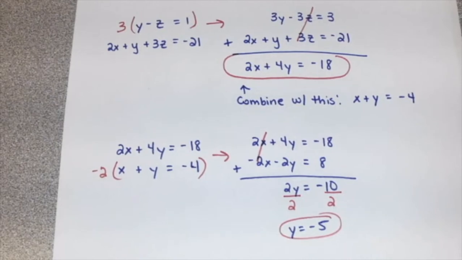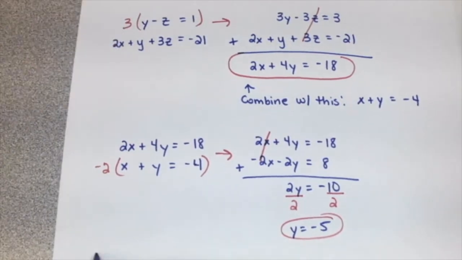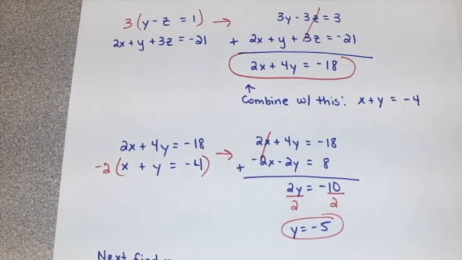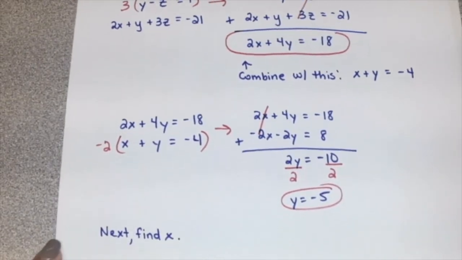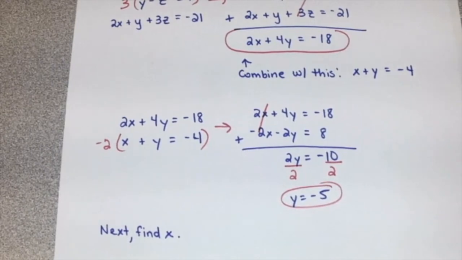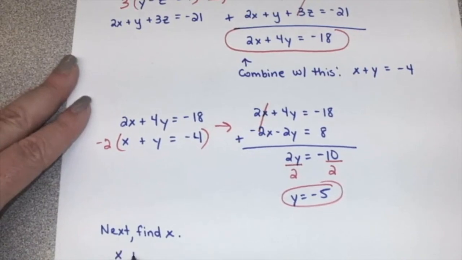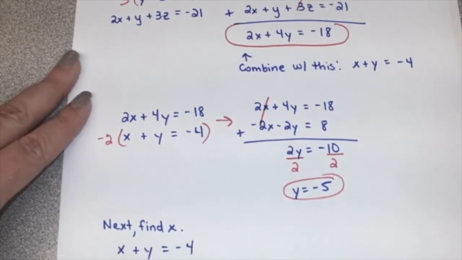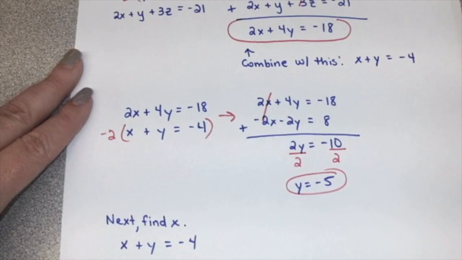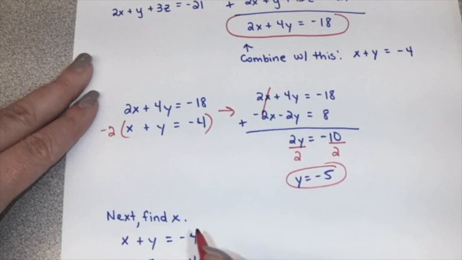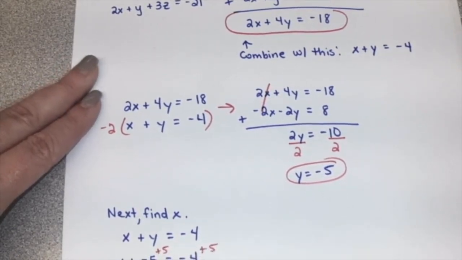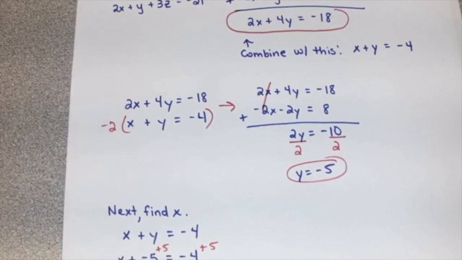Okay, so now I just need to pick one, and honestly it really doesn't matter. I'm going to choose x first. Okay, so look up top. What is the best equation for me to use to try to figure out what x is? There's a really pretty short one, right? So I'm going to use probably this x plus y equals negative 4 one, because that's going to be really pretty quick. So x plus negative 5 equals negative 4. So all I need to do to find x is just add 5 to both sides. So I get x equals 1.